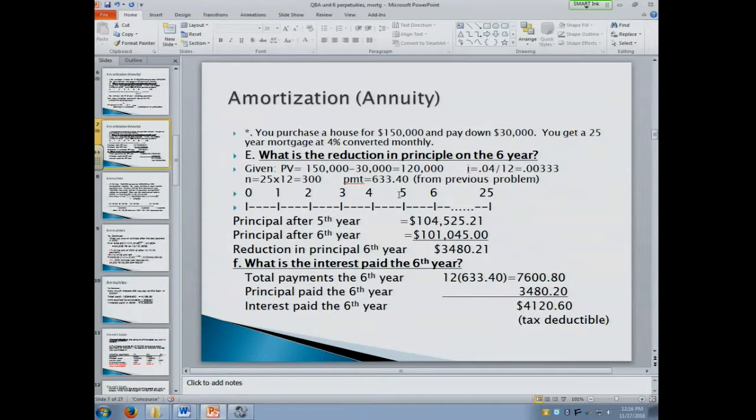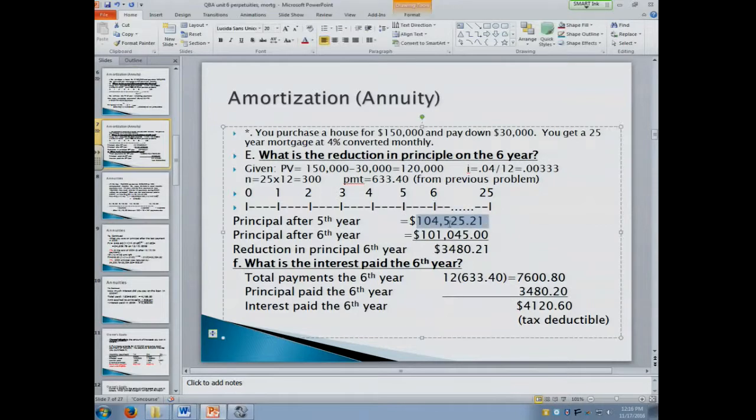So E, notice what E said. What is the reduction in principal during the 6th year? Between the 5th and 6th year, how much did we reduce the principal? Well, we know what the principal was at 5 years of the mortgage. We know what the principal was at 6 years. Here's the principal at 5 years. Here's the principal at 6 years. If we subtract those two, that difference, 3480.21, is the reduction in principal. That's how much we reduce the principal of the mortgage.